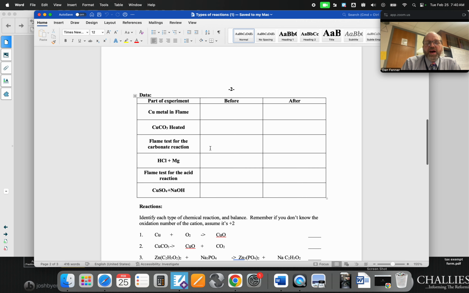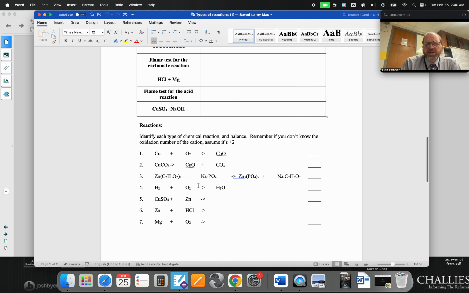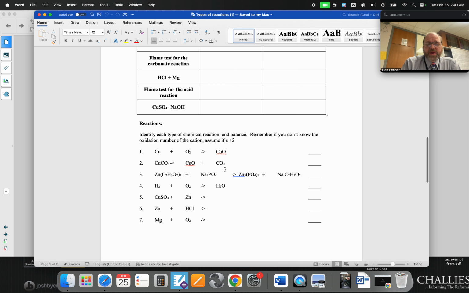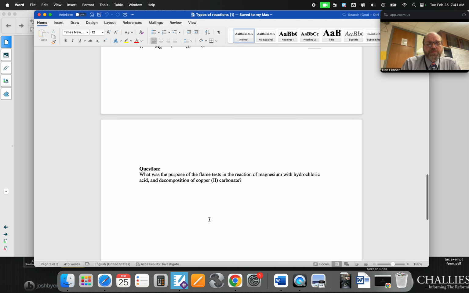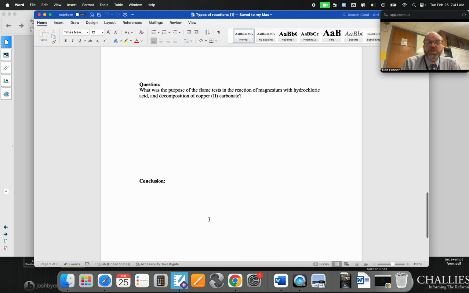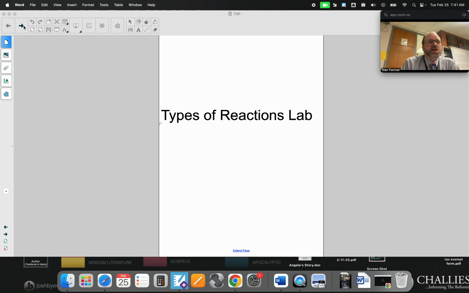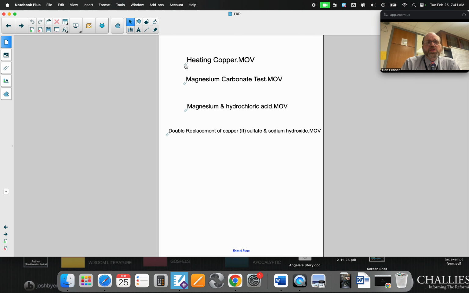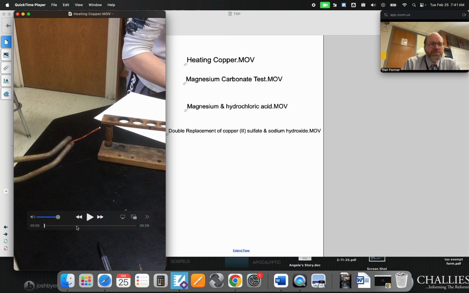We're going to identify what happens in each of these processes, and then identify the reactions and balance them. One question talks about the flame test and what it identifies. Then the conclusion: what did you learn and how do you identify that? All right, so let's look at these. First we're going to heat the copper.